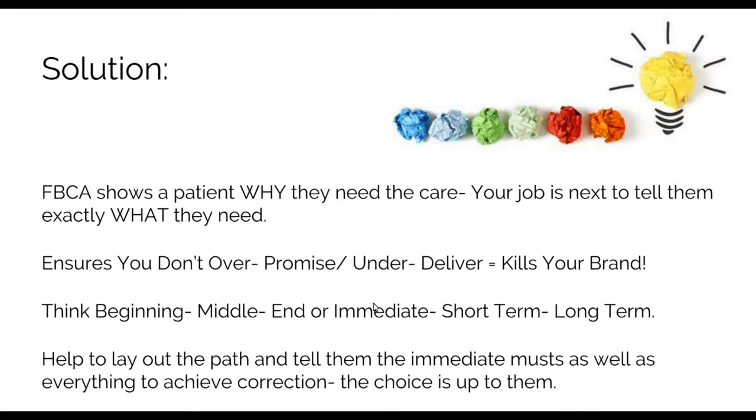Functional blood chem allows you to strategically organize your data. It allows you to think beginning, middle, and end. A patient doesn't want to just go on and on endlessly and keep coming in every 3 months for more tests and more supplements. They want to know that you have found the problem, you have a solution, and there is a path to correction with a beginning, middle, and end. And for you, clinically, you're going to think immediate, short-term, long-term. What needs to happen right now? What needs to happen over the next 30 days? What needs to happen over the next 90 to 120 days? And when am I going to retest?